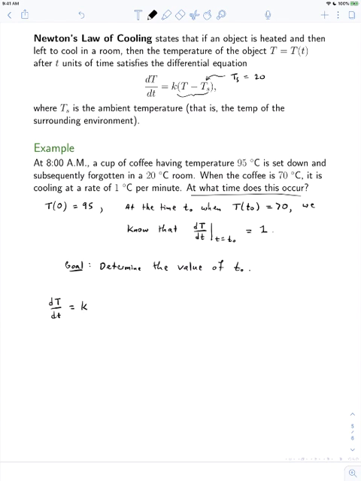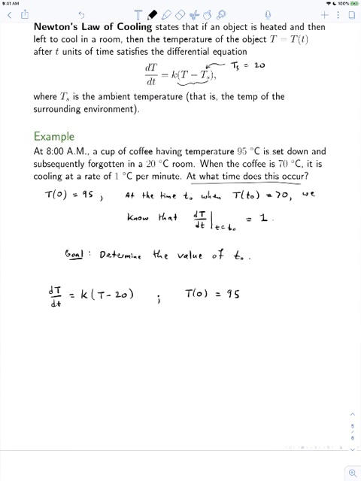dT/dt is equal to k times (T minus 20). And we also have an initial condition. That initial condition is that T of 0 is equal to 95. So we can actually solve this differential equation in basically the same way that we've done before.